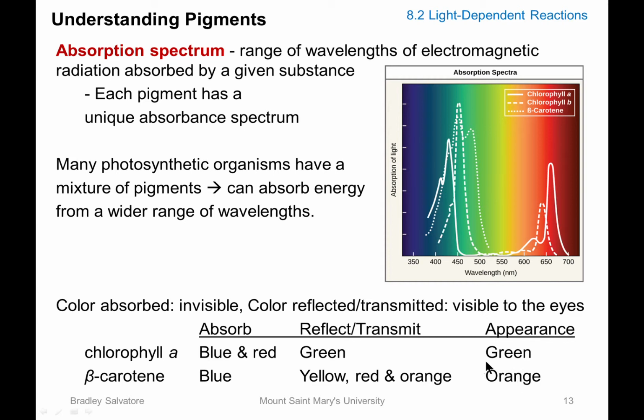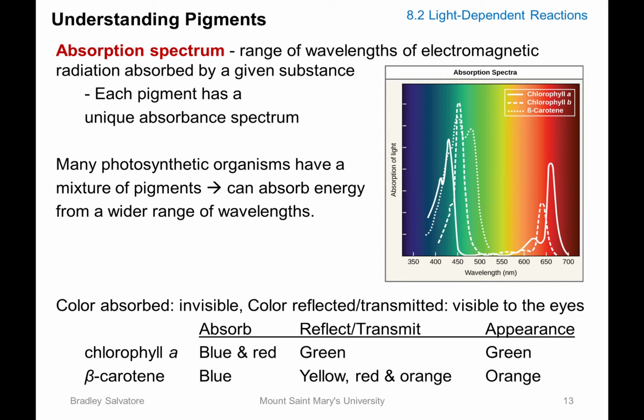That's the leaf color you see in the fall when chlorophyll breaks down. Most leaves have a mixture of all three or even more photosynthetic pigments. They don't just have one particular kind.